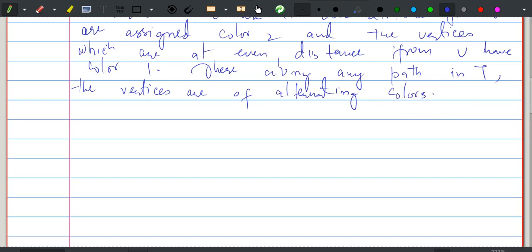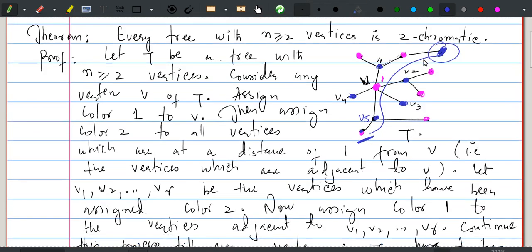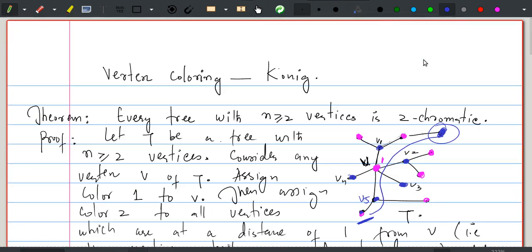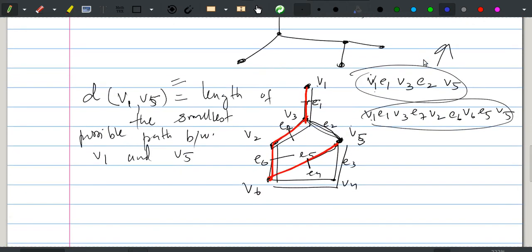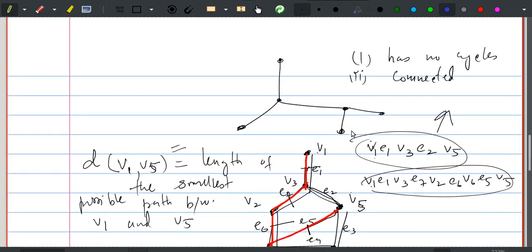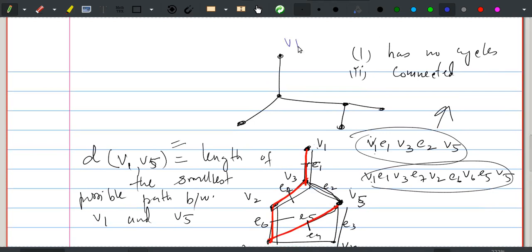Now in a tree we cannot have two paths between two vertices. If we look at this graph, we have more than one path from vertex v1 to v5, but this is not the case in a tree. For example, if this is the vertex v1 and this is the vertex v5, and this is suppose v2, we have one and only one path between any two vertices in a tree.